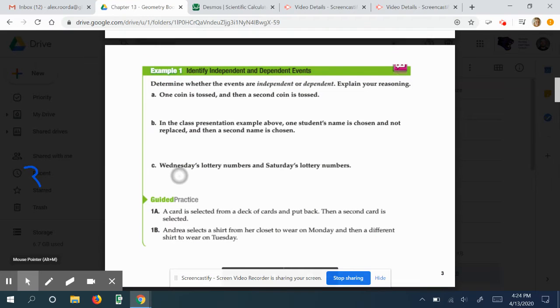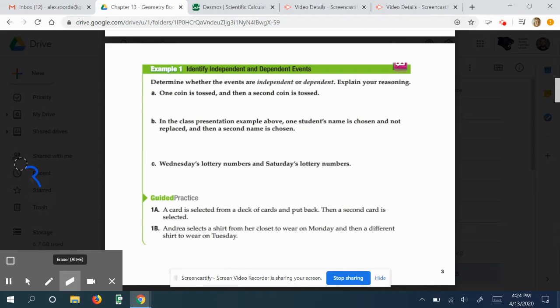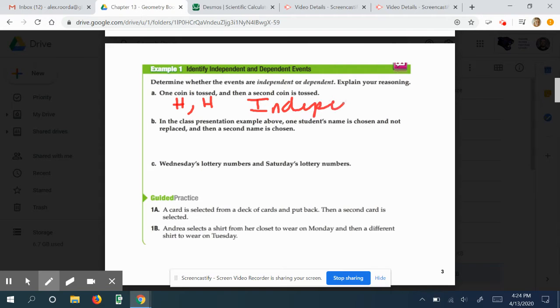Now, let's see if we can tell the difference between them, okay? So in example 1, it says determine whether the events are independent or dependent. It says a coin is tossed. Okay, so let's say we're going to try and get like a heads the first time. And then the next time, the chance of tossing a second coin. Well, I could also get heads again. And my chance of getting a second heads is not affected by my first flip. So this is an example of independent events, right? Because getting a heads on the second one is no different than getting a heads on the first one. So those are independent events.